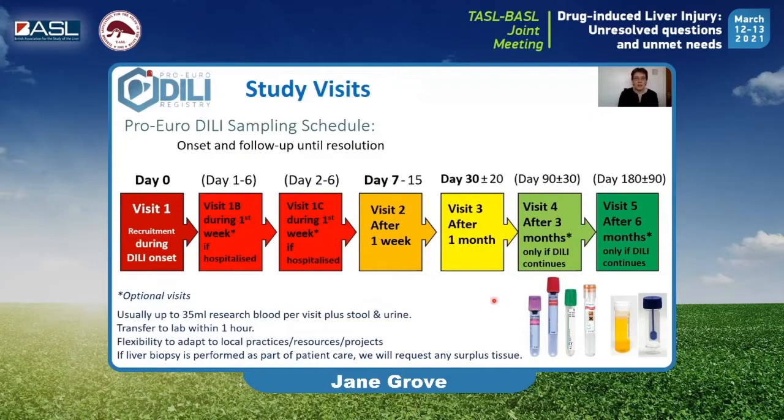Also, in cases where the liver enzymes have not normalised after 1 month, that is by visit 3, we schedule a later visit to reassess recovery. This is visit 4 after 3 months. And again, we follow up after 6 months if the enzymes are still raised. The sample dates are quite flexible, so it can be accommodated into the care pathway as far as possible.